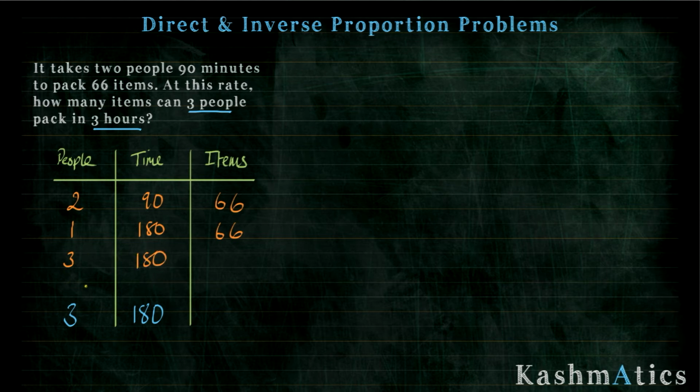So 3 people in 180 minutes should be able to do 3 times as much as what one person can do. And 3 times 66 is 198. So to answer the question, 3 people in 180 minutes can pack 198 items.